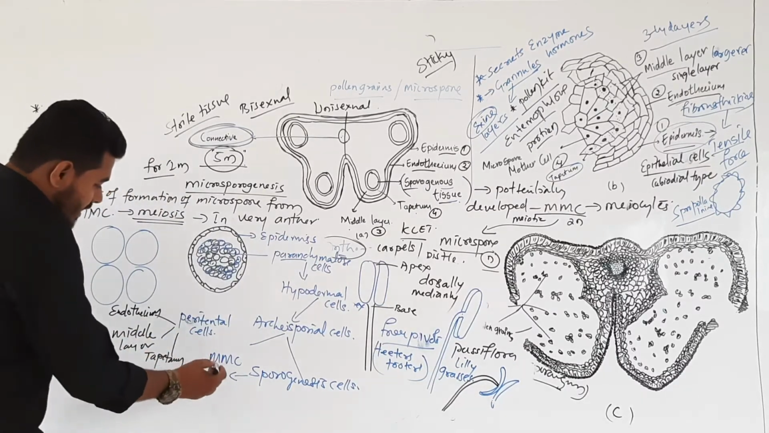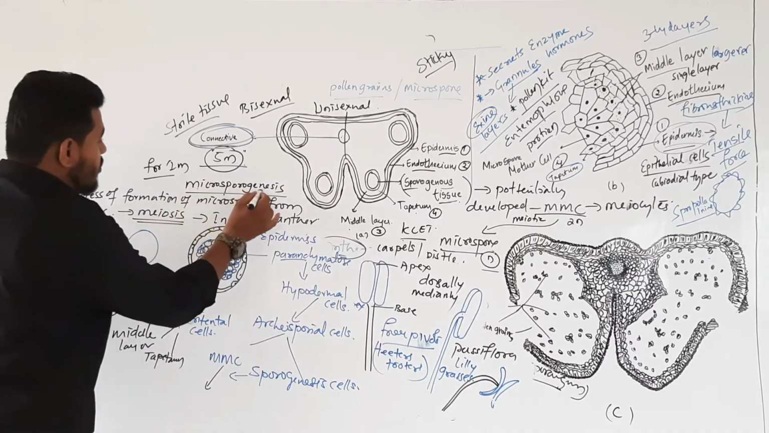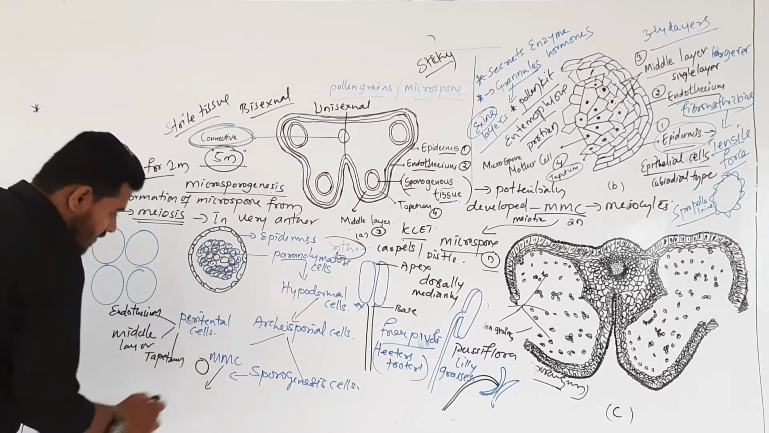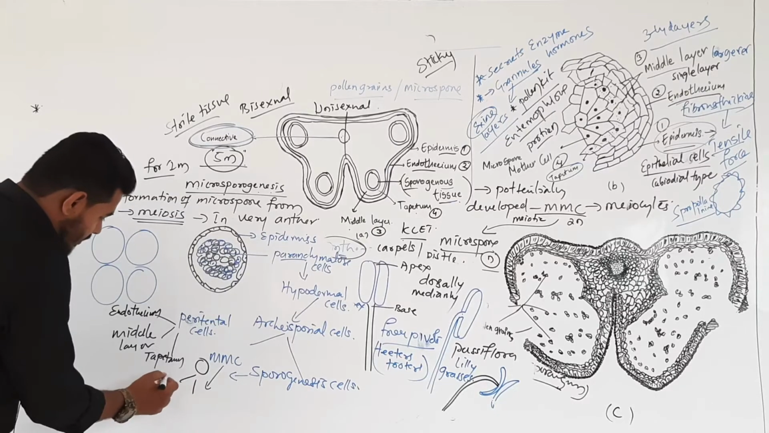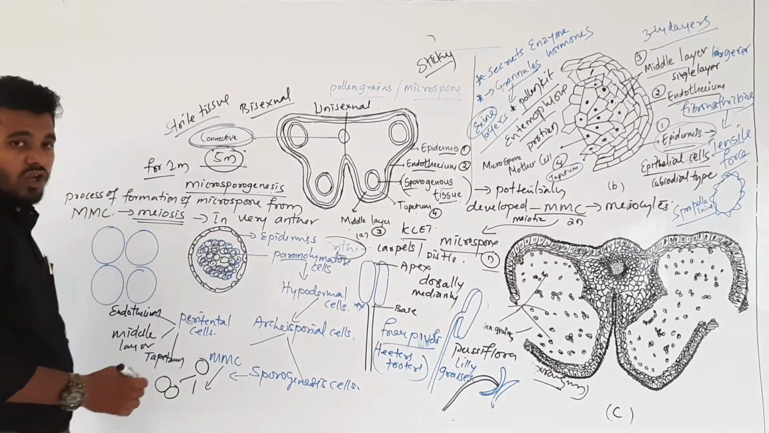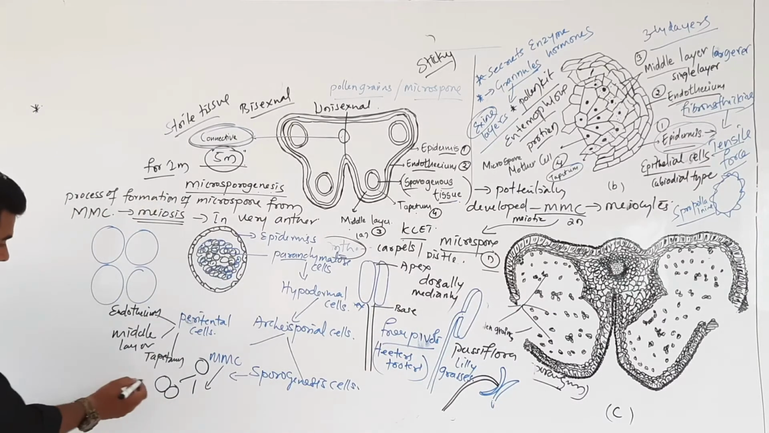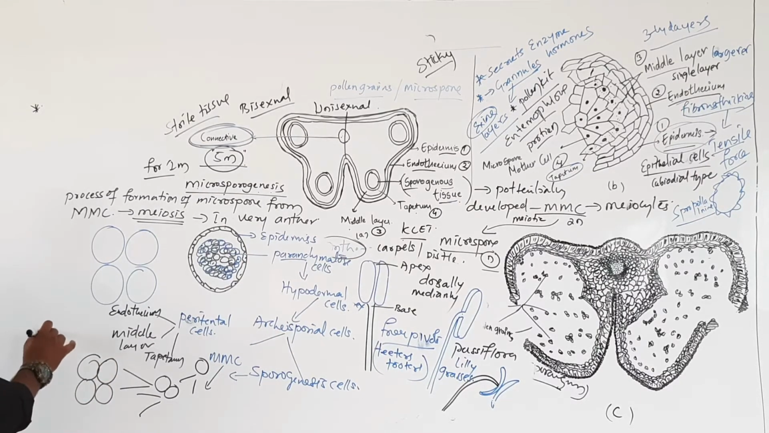From that, the meiosis process, this microsporogenesis process starts. So this one microspore mother cell undergoes the first meiosis and produces 2 haploid microspores, and in the second meiosis these produce 4 microspores. It is called a microspore tetrad.